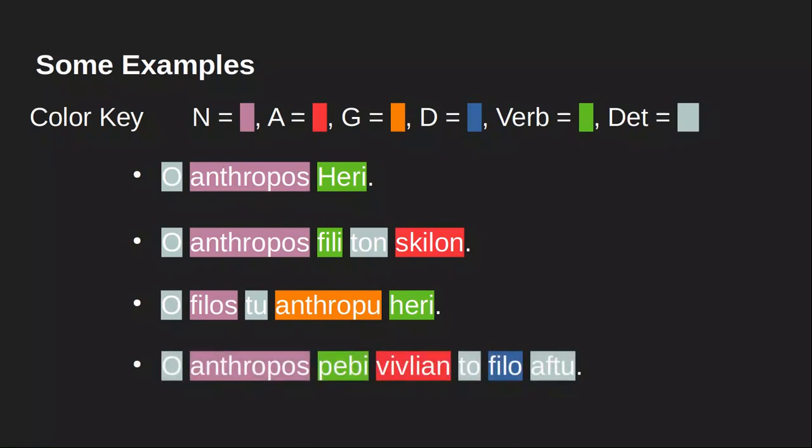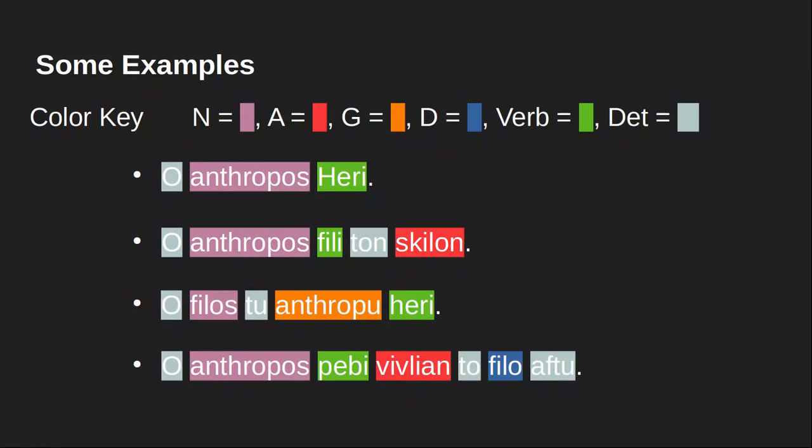And finally, we have our last example, o anthropos pebi vivlian to philo aftu. So we got all of them going on. I should have colored that aftu with the orange, because that's actually a genitive determiner. So we have o anthropos, we know that means the man. Pevi means sends. Vivlian, a book, but book is in the accusative case. Vivlian is actually a first declension noun and is feminine, so it's a little bit different, but we're going to leave it here just for the sake of teaching cases.